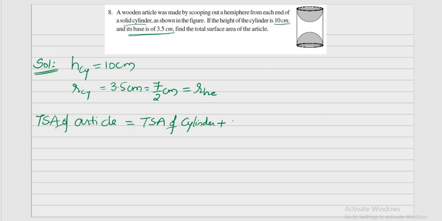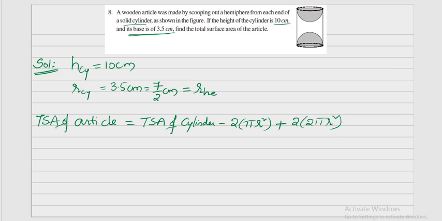So from the TSA of the cylinder, I can remove 2 circle areas, no? One at the top and one at the bottom. So when I remove those 2 circles, then automatically I am going to have 2 hemispheres, right? So this is nothing but my formula.